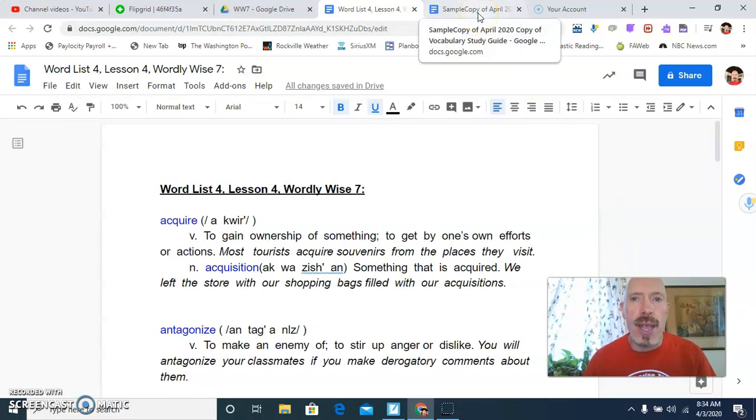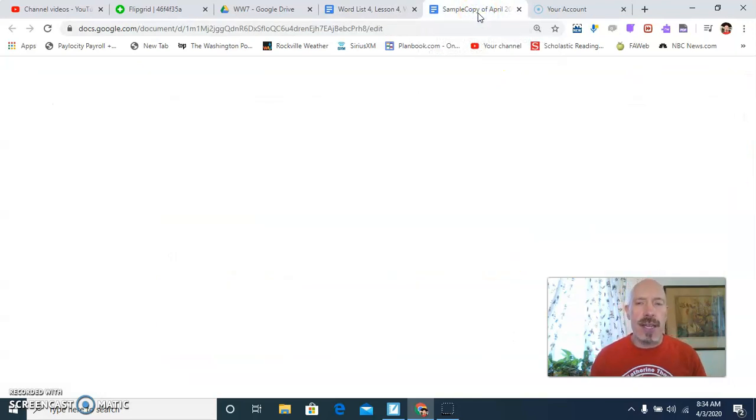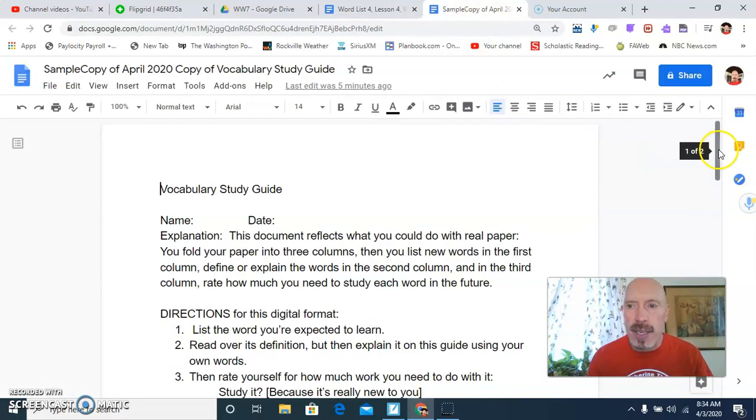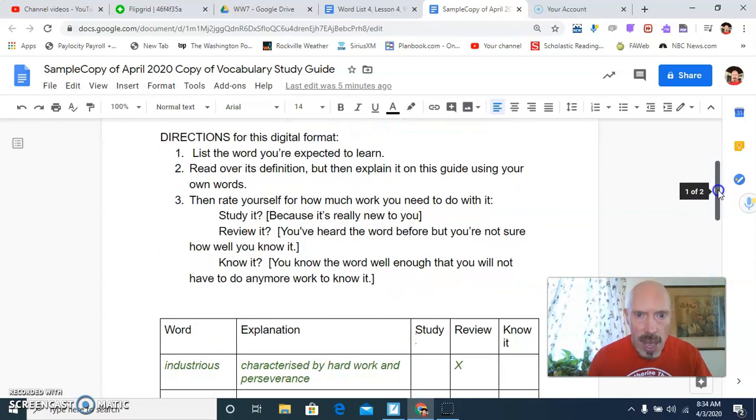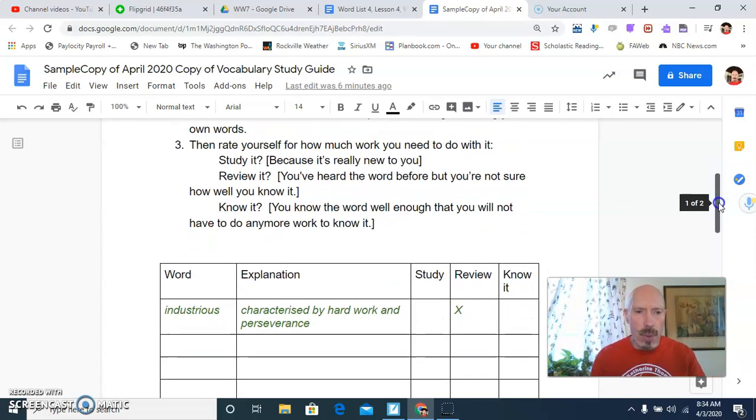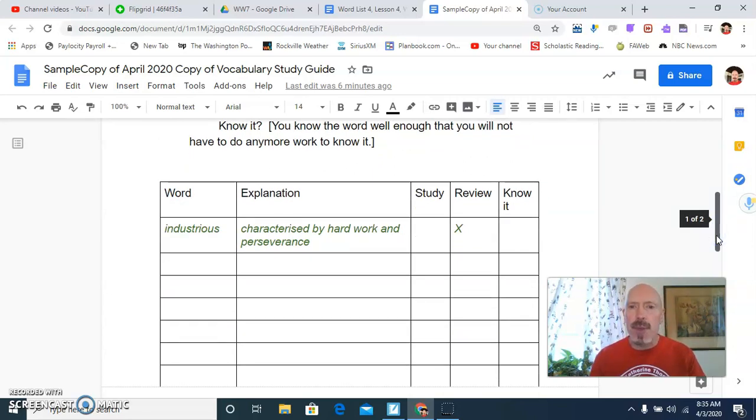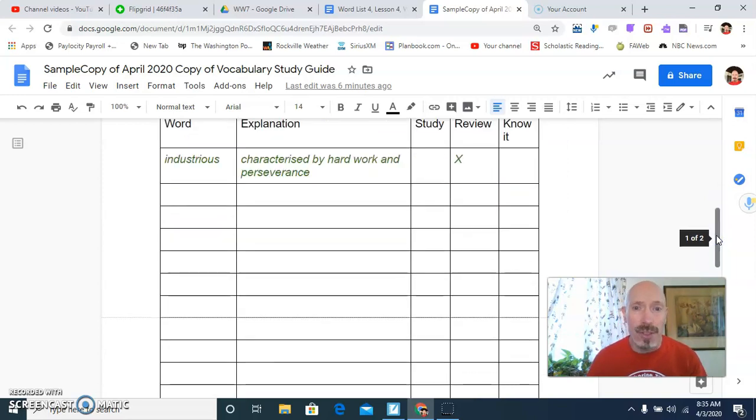So you can create a study guide, a quick study guide. In our case, it is digital so that I can make it faster for you. And it is essentially 3 columns. So you could actually do this on a piece of paper. You fold it into 3 parts, kind of like making a burrito. And in the first column, you put the word. In the second column, you explain it. And then in the third column, you rate how much you need to do work with it.